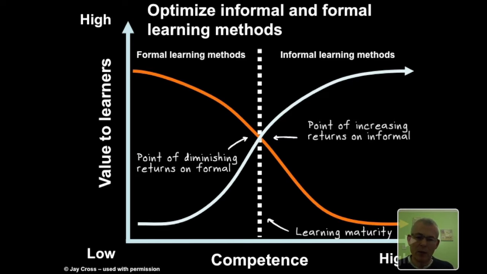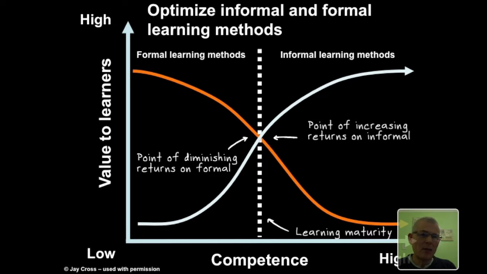At the beginning of the program, they had a very low learning maturity, so they needed the formal learning methods. That was what gave them the value. But later on, they'd been through the program, they knew the basics of it, but they needed to be able to find stuff quickly, and that's when the informal learning methods needed to come into play.